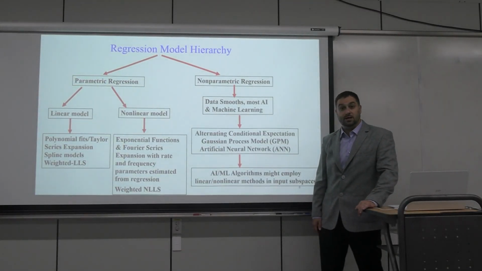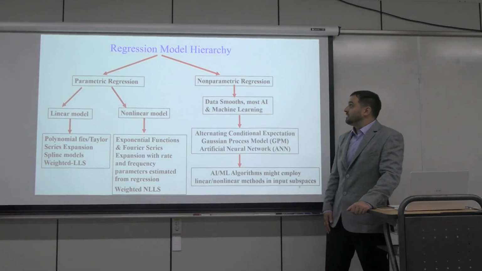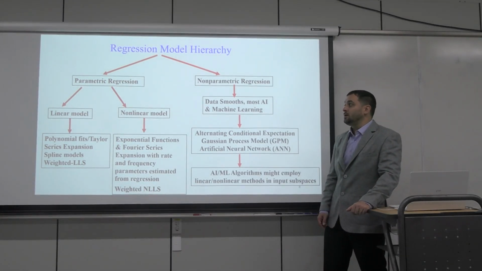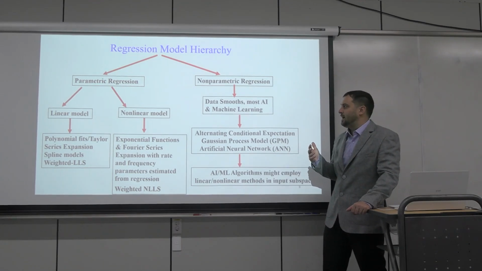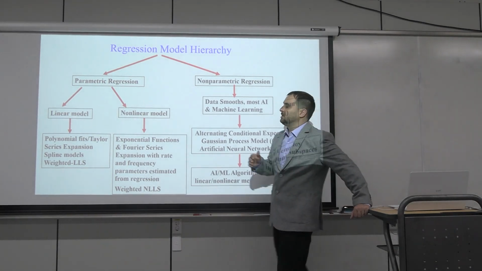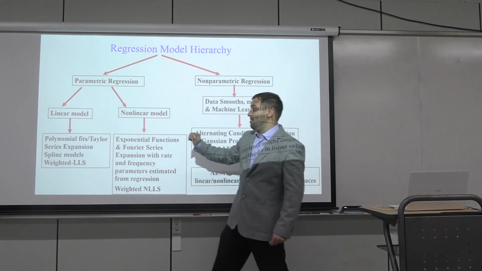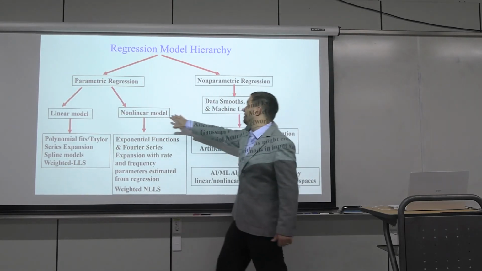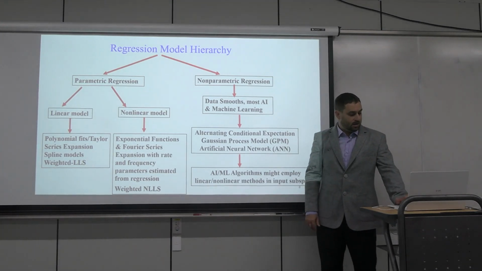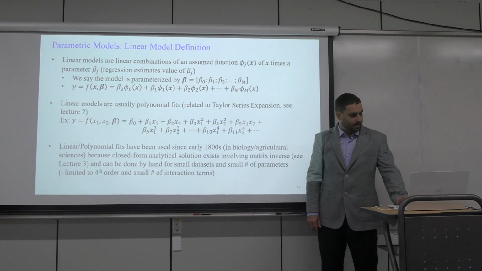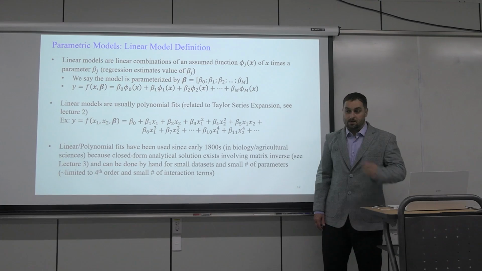So for part 3 of this course introduction, let's revisit our regression model hierarchy. Now we're going to more formally define each one of these major categories of regression models: linear model, nonlinear model, non-parametric regression models. So let's jump ahead. Okay, parametric models.